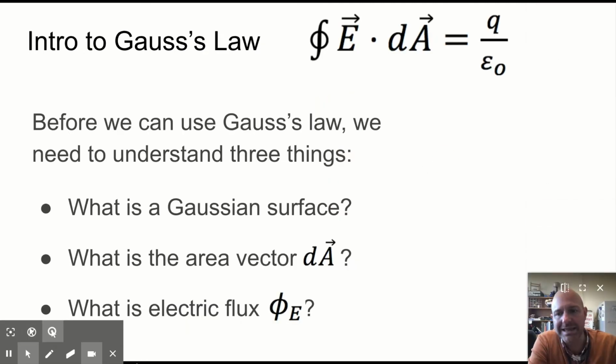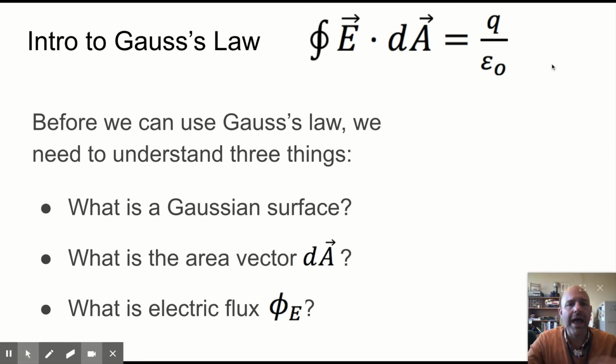Gauss's law is written like this, which is maybe a little bit strange looking. That integral symbol with the circle around it means it's a closed integral. Basically, you're integrating over an entirety of something. In this case, it's a surface integral. It could represent a line integral, but that's what we're dealing with here. This dot dA is an area vector. We'll talk about the specifics of all of this. And Q over epsilon naught is the specific amount of charge enclosed by this thing we call a Gaussian surface.